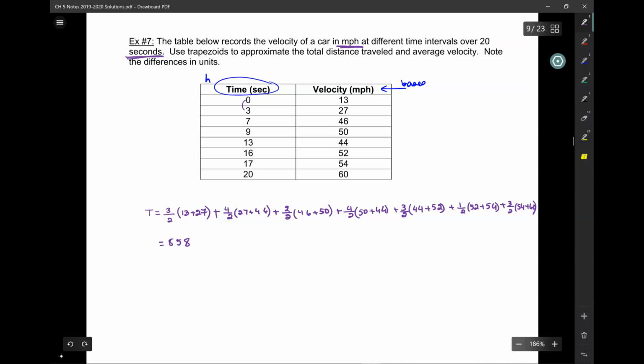Okay, what did you get for T? Anybody? Okay, wait, don't call it out then. So it's 858 for this one. So it's 858 for that one.